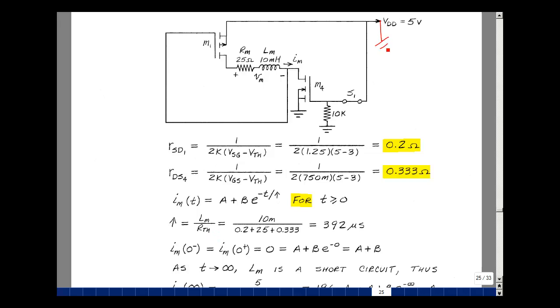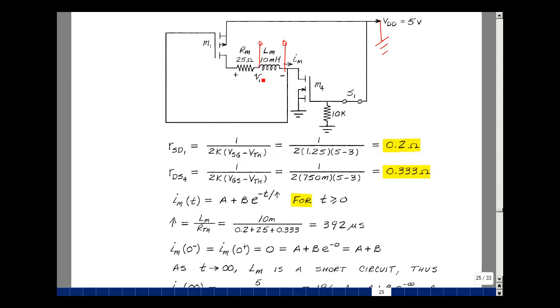We short this, set it equal to 0, and look back from these terminals of the inductor. What do we see? We see 25 ohms in series with 0.2 ohms back to ground. And then on this side, we see a resistance back to ground of 0.333. And that's what we have right over here. That gives me a time constant of about 400 microseconds, 392 microseconds to be more precise.